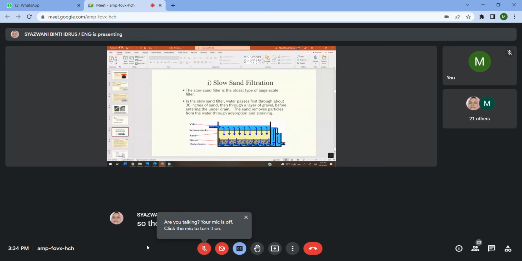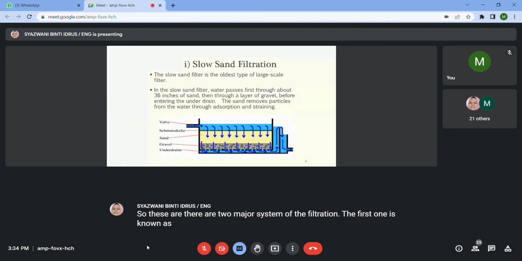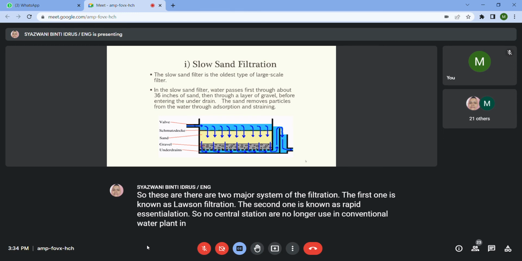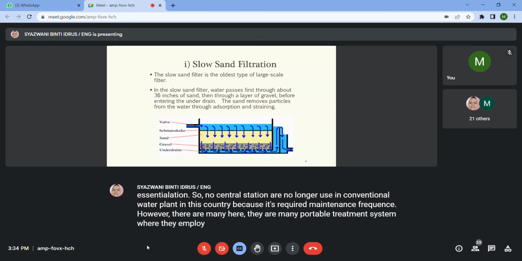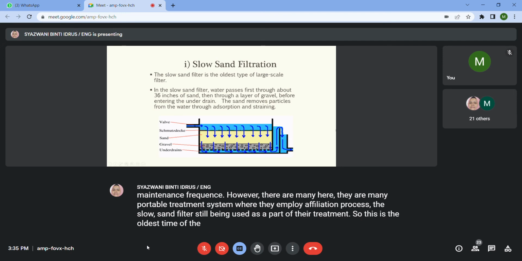So there are two major systems of filtration. The first one is known as slow sand filtration. The second one is known as rapid sand filtration. Slow sand filtration is no longer used in conventional water treatment plants in this country because it requires frequent maintenance. However, there are many portable treatment systems where they employ a filtration process. The slow sand filter is still being used as a part of the treatment. And this is the oldest type of the large scale filter.